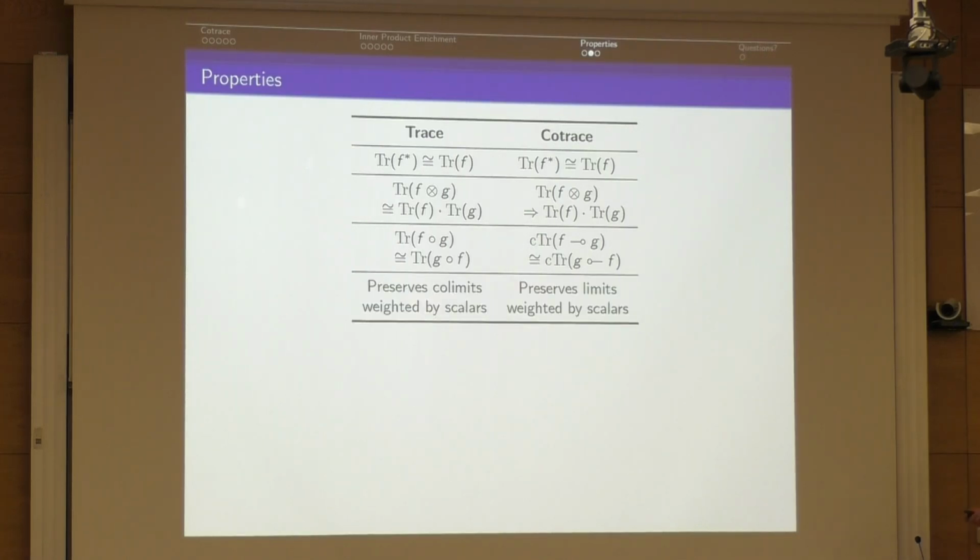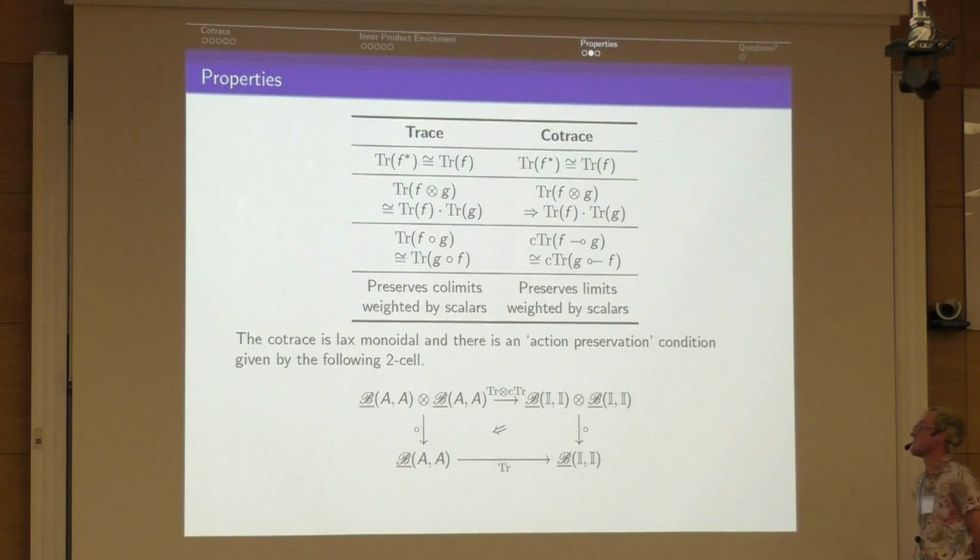So, for example, if you think about the trace in linear algebra, it's linear, which means it preserves weighted sums. In this setting of bicategories, the trace preserves colimits that are weighted by scalars, essentially because it's an adjoint, and the cotrace preserves limits which are weighted by scalars. So in some sense, limits and colimits are both behaving like sums.